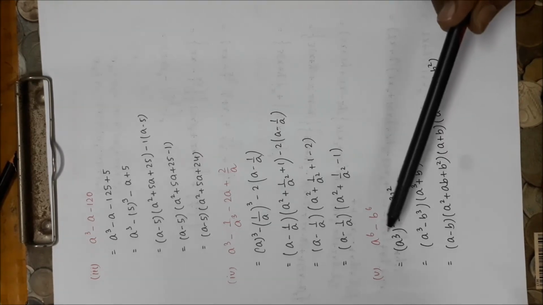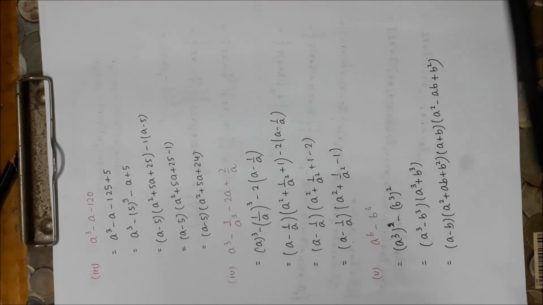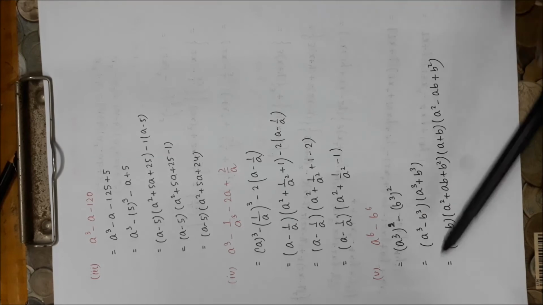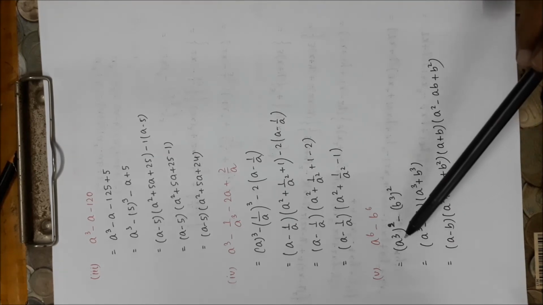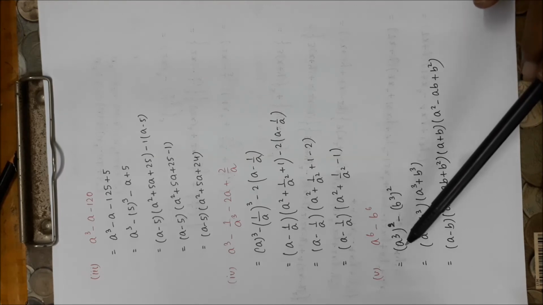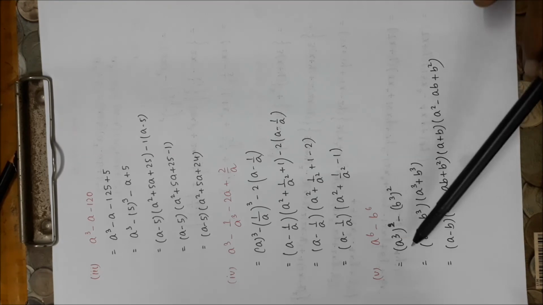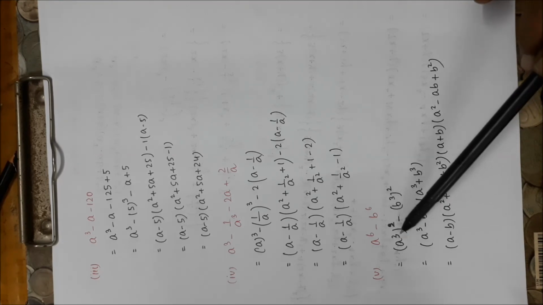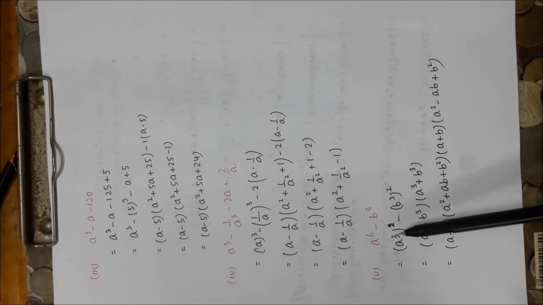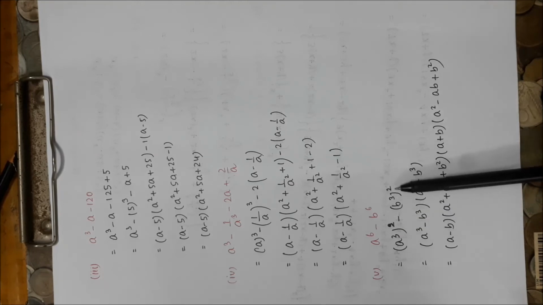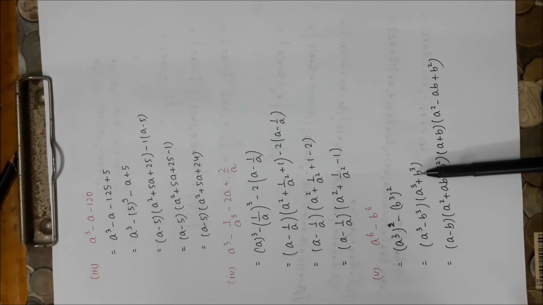Let us solve another problem, a to the power 6 minus b to the power 6. So first we are writing it as square of a cube, because if you use the exponent formula, a raised to m raised to n equals a raised to mn. So we can write it as square of a cube minus square of b cube. Now first use the formula a square minus b square equals a minus b into a plus b.